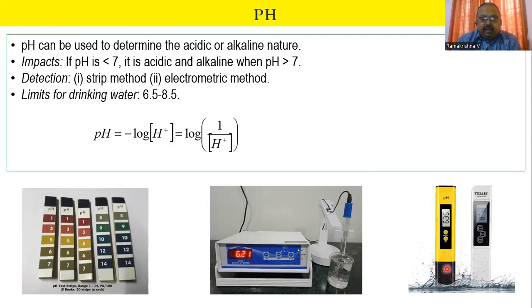And here, this is the cap. This is the electrode inside. Once you remove the cap, the electrodes are visible now. You just dip the electrode in the glass beaker. The information about the pH value is directly displayed here.